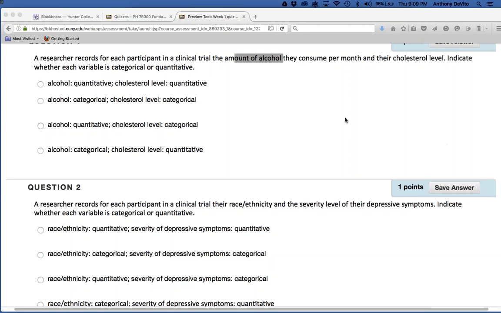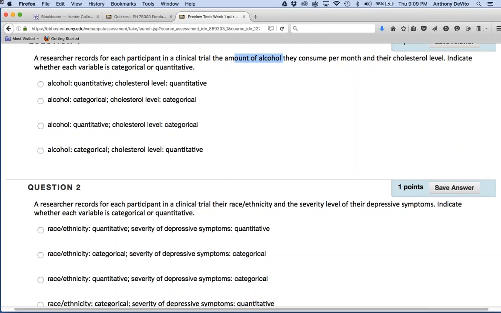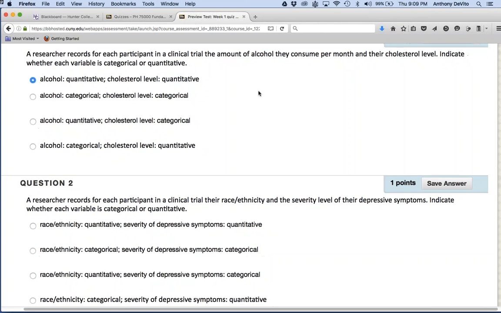Okay, so what do we think there? I would say probably, yeah. Why would cholesterol be categorical if it were high, low, medium, good cholesterol, bad cholesterol? That would be categorical. But if it's a number like a cholesterol level of 180 or 200 or 225, it's going to be numerical. So in this case, I would say alcohol is quantitative and the cholesterol level is quantitative.